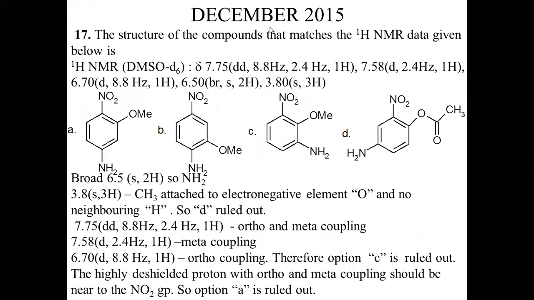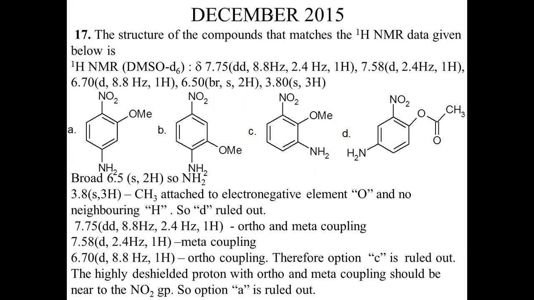Next, we have a question from December 2015. Here, the structure of the compound that matches the proton NMR data given below is, you're just being provided with the proton NMR data. Now here, we'll start one by one. Here you have a doublet of doublets. So at one go, we can say it's not para-substituted or di-substituted.